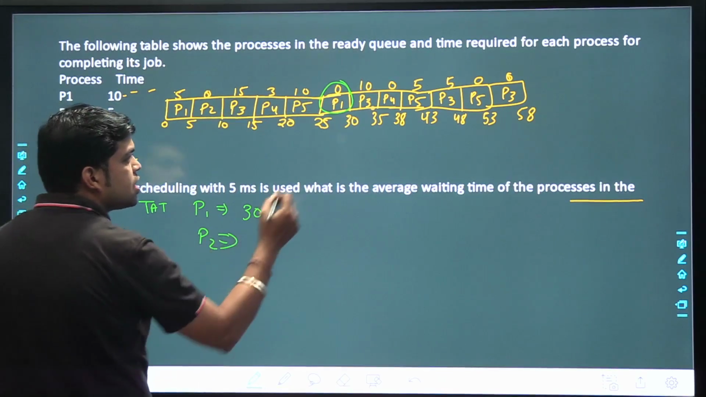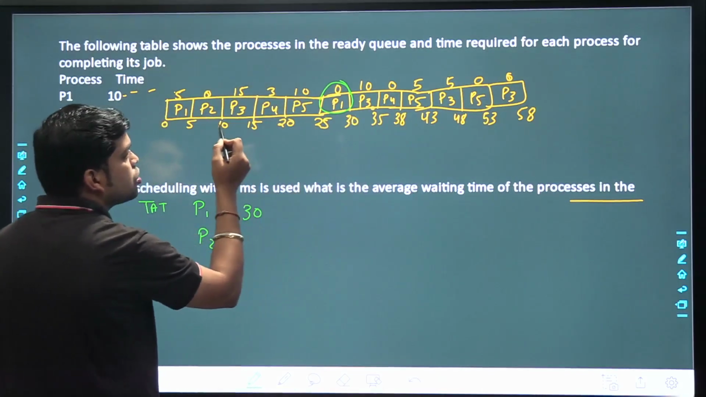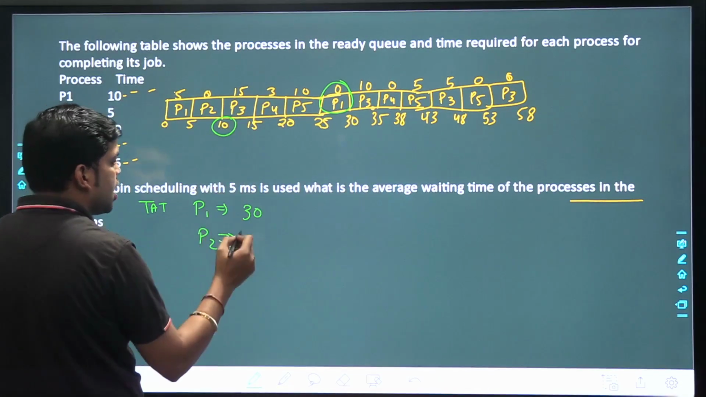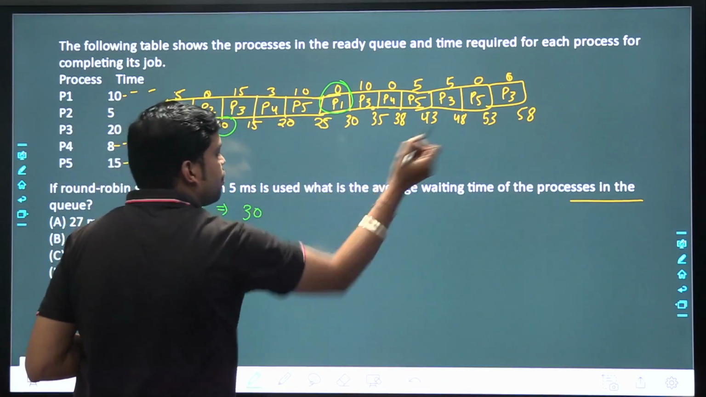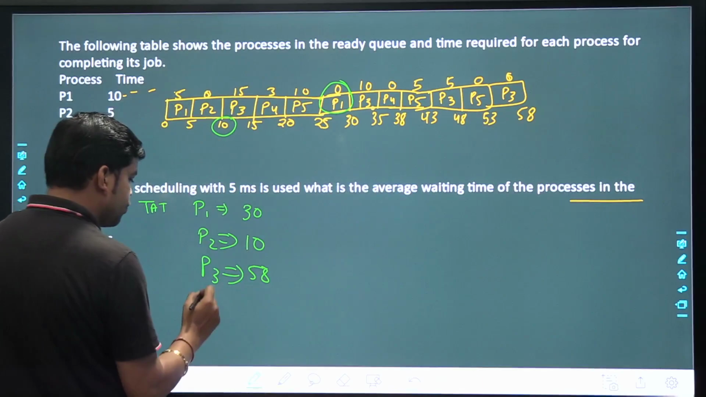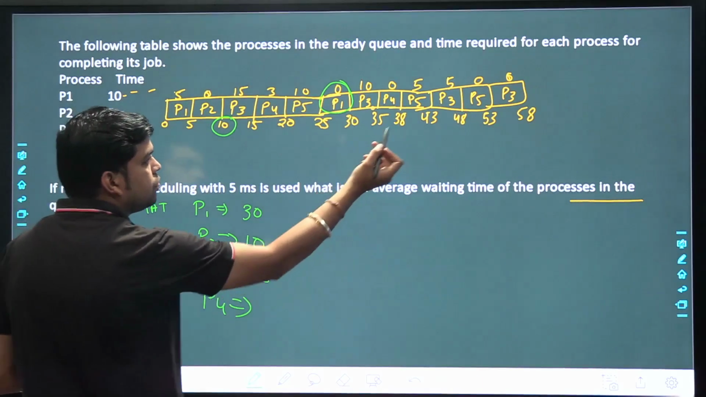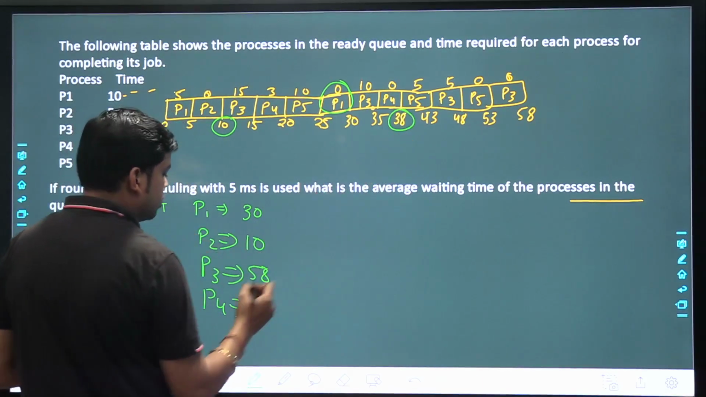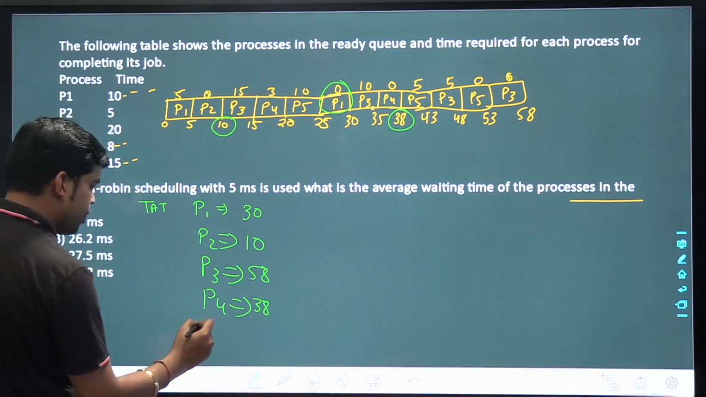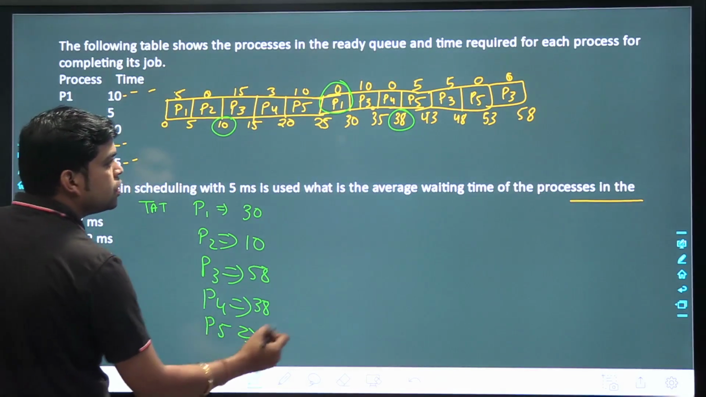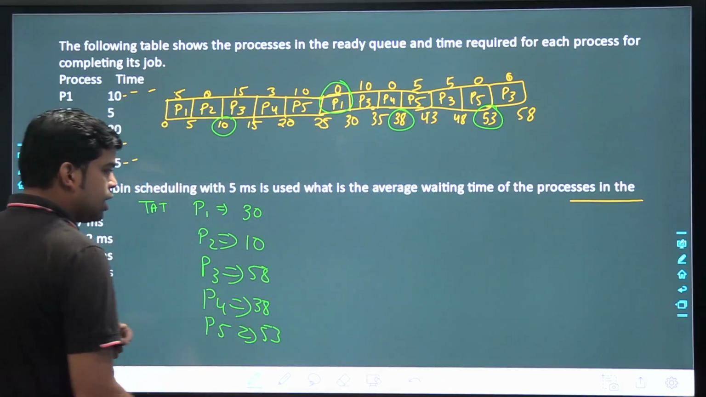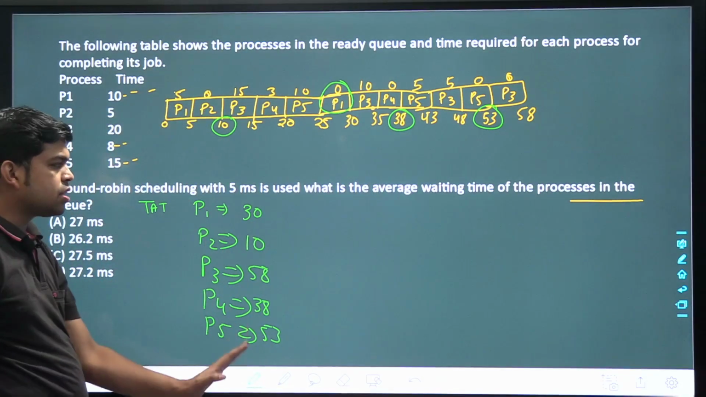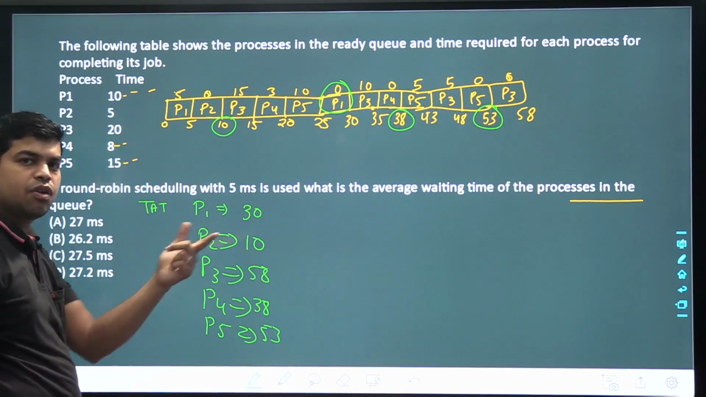P2 is completely finished in this slot, at time 10. P3 is finished at 58. P4 is finished at 38. And P5 is finished at 53. So those are the turnaround times. From each turnaround, if you subtract the burst, you get the waiting time.